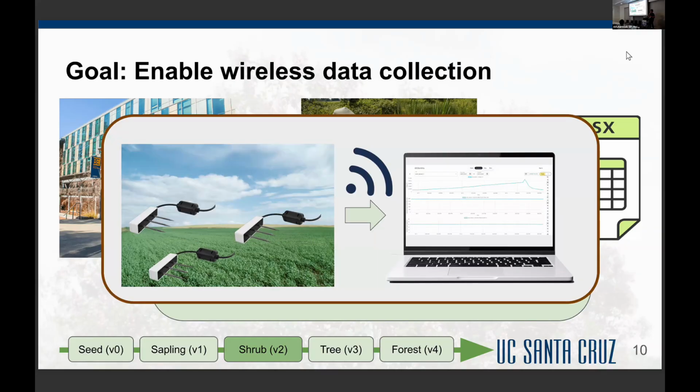So that's where the ENS platform started to grow to. We wanted to enable wireless data collection from sensors in the field and give a visualization platform for these environmental scientists to access the data, basically providing an end-to-end system so that they can focus on their own research goals.